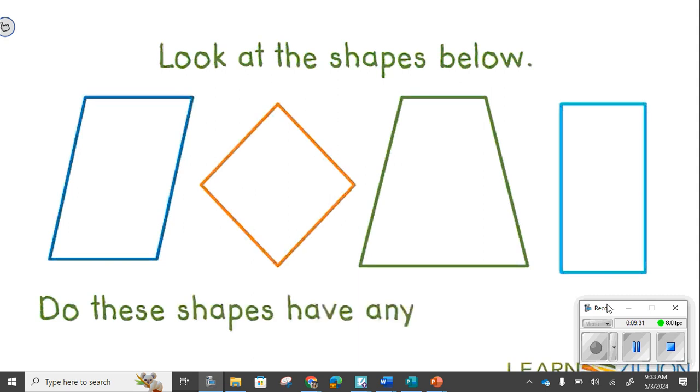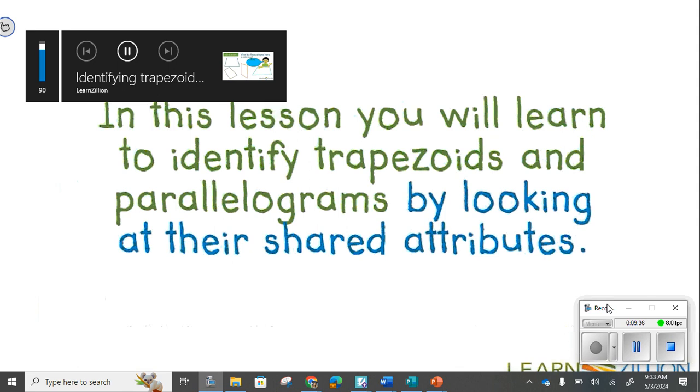What do the shapes below have in common? Do these shapes have anything in common? In this lesson, you will learn to identify trapezoids and parallelograms by looking at their shared attributes.